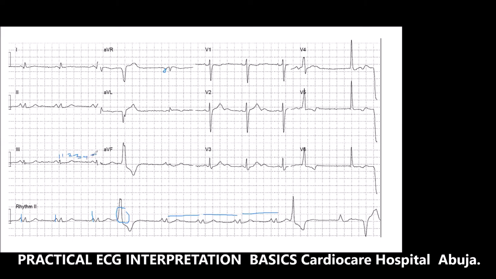1, 2, 3, 4, 5. 300 divided by 5, 60. Heart rate is 60. What is the axis?